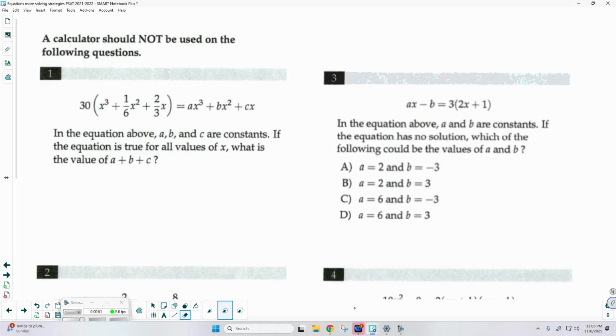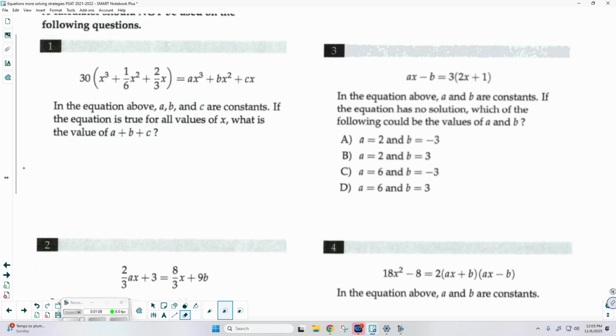Number one. Okay. Now you're going to notice a lot of these problems, they're just basically matching, so one side or possibly both could need to be simplified. So here in the equation above, a, b, and c are constants. If the equation is true for all values of x, what is a plus b plus c? Okay, so the first thing I would do is go ahead and distribute this 30 here. So that's going to be a 30 x cubed. What's 1/6 of 30? Plus 5 x squared.